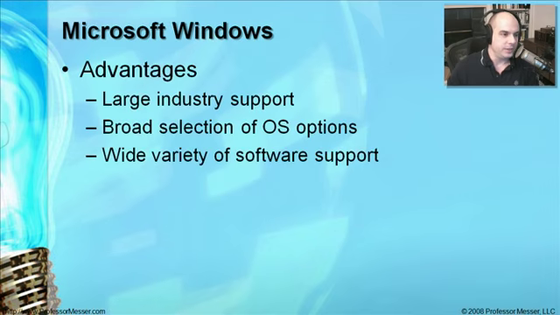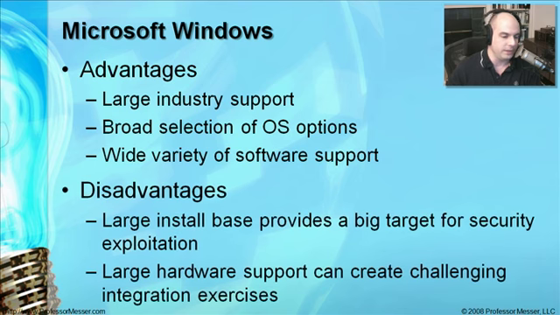There are a number of advantages to running Microsoft Windows. One of the advantages is that there is large industry support for Windows. With the vast majority of systems running Windows out there, it certainly makes sense that there's going to be a lot of people that help you support it. And this certification is, for example, one of the ways that the industry is supporting this operating system. Because it is so broadly supported, there's also a broad selection of operating system options. You can run on a lot of different pieces of hardware from many different manufacturers. And there's also a lot of different kinds of software that you can run on your Windows platform, certainly more than any other operating system that's out there.